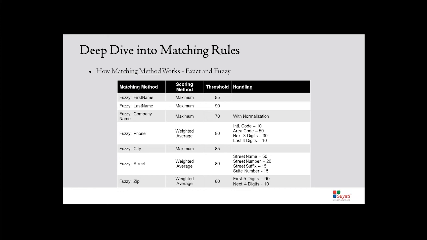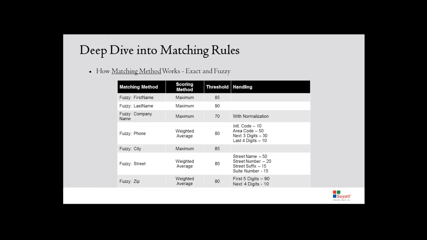So weighted average means it would add them. 50 plus 10 is 60. You still haven't crossed the threshold. The next thing it would do is see if the next three digits of the phone numbers match. That says 30, so that would total up to 90, which means you have crossed the threshold of 80 and the record would be flagged right away.